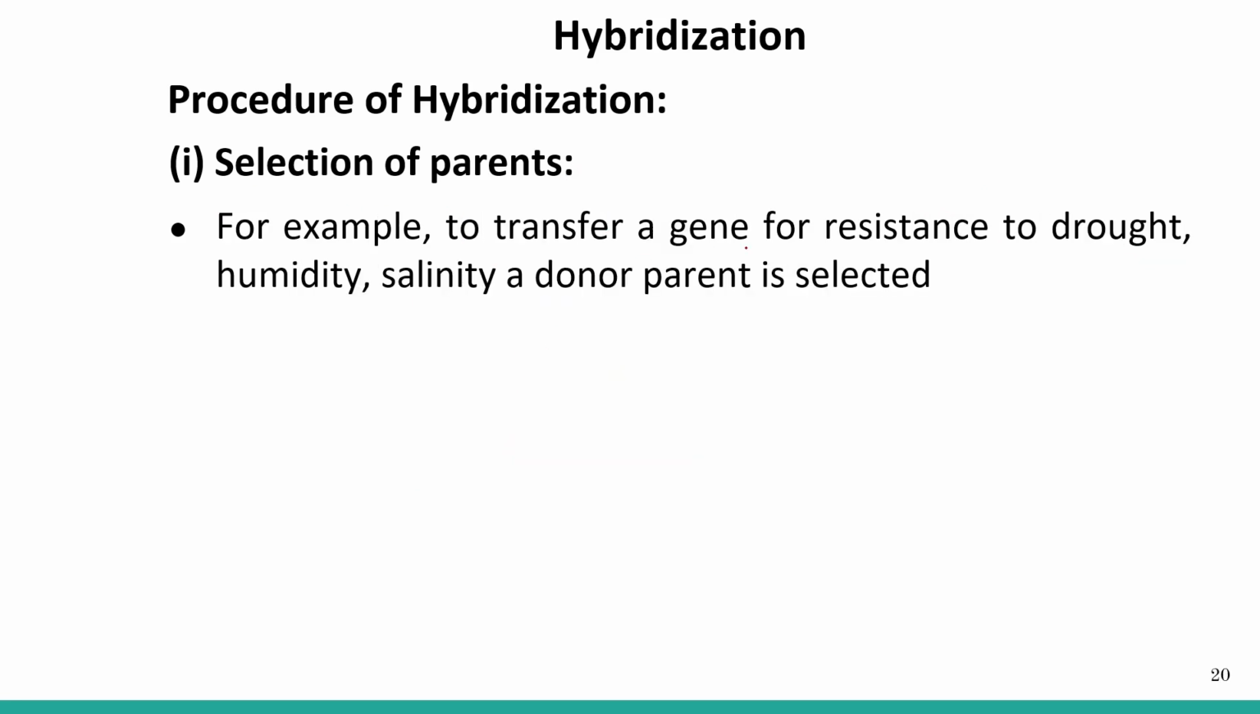For example, to transfer a gene for resistance to drought, the environmental condition is drought, meaning less water availability. Humidity, salinity, or the donor parent is selected.